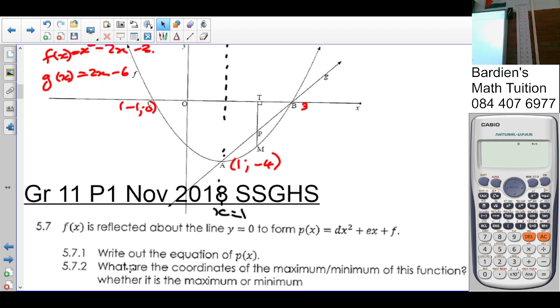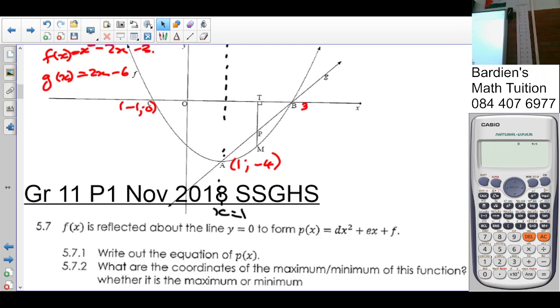Okay. So it says f of x is reflected about the line y equal to 0 in the form of p of x equals dx squared plus ex plus f. Now what form is this? It's quadratic. Can you see that? The standard form of quadratic equation. Write out the equation of p of x.